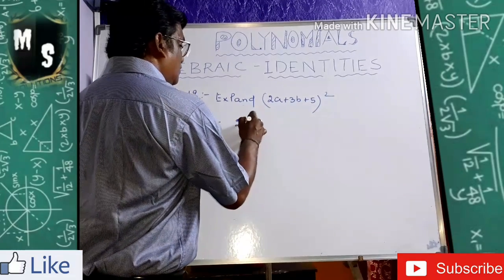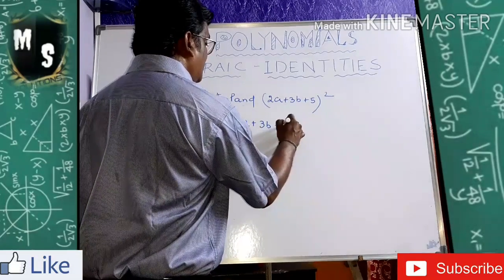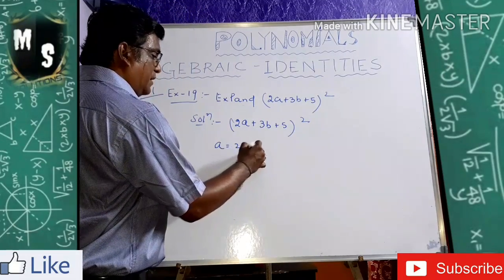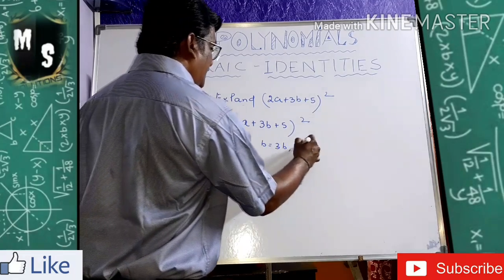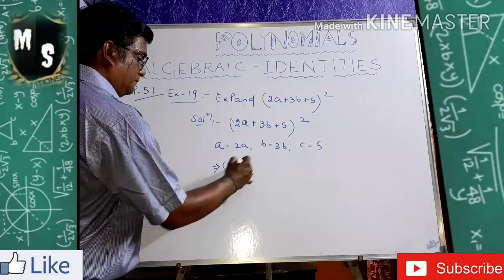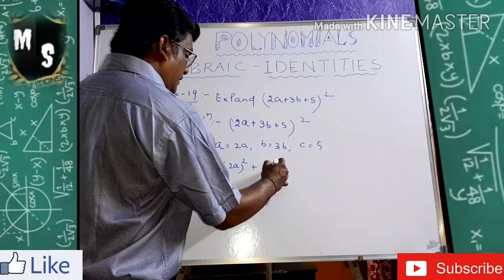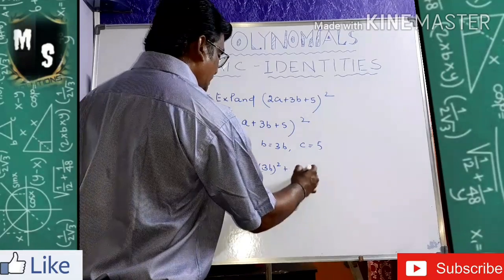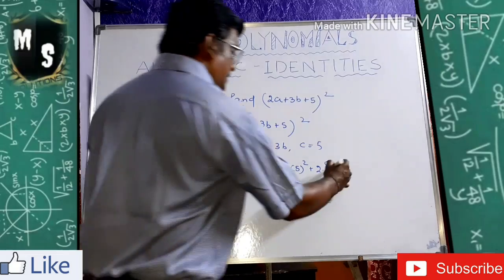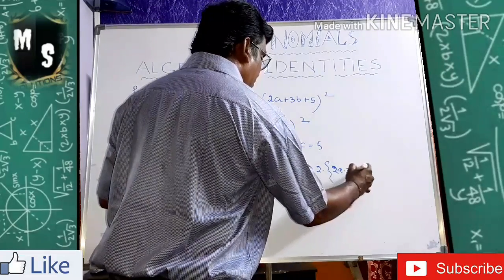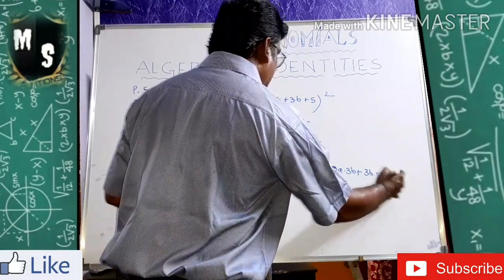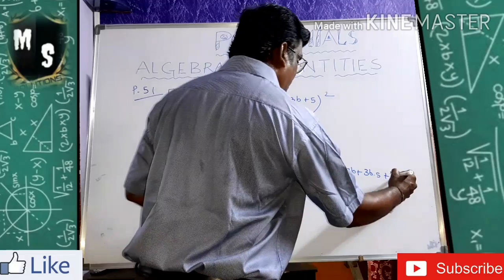So let's write the question first. (2a + 3b + 5) whole square, then go for expansion. If anybody has doubt, you can write a = 2a, b = 3b, c = 5, then he can expand. Implies a square, (2a) square, plus b square, (3b) square, plus c square, 5 square, plus 2 into, what is the formula? ab, 2a into 3b, plus bc, 3b into 5, plus ca, 5 into 2a.